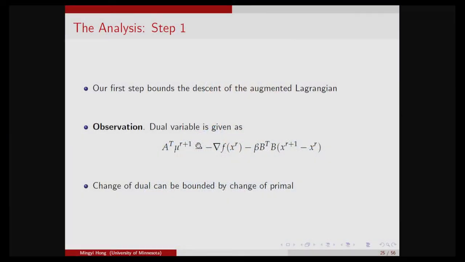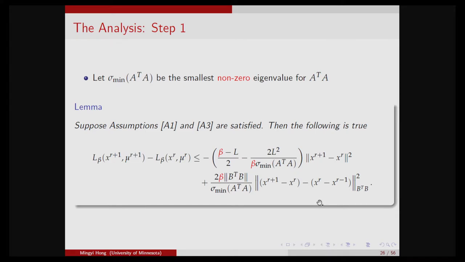For the unconstrained case, you only need to check the eigenvalues of the Hessian. Here you have to look at the direction of the null space and so on. Okay, so I'll briefly go over the analysis steps. The first step is that we try to establish the relationship between the dual variables and the primal variables. By having this relationship, we can bound the change of the dual variables by the change of the primal variables. By having this equality, we can bound the successive difference of the augmented Lagrangian. Okay, only looking at the change of the augmented Lagrangian, we have the following bound.